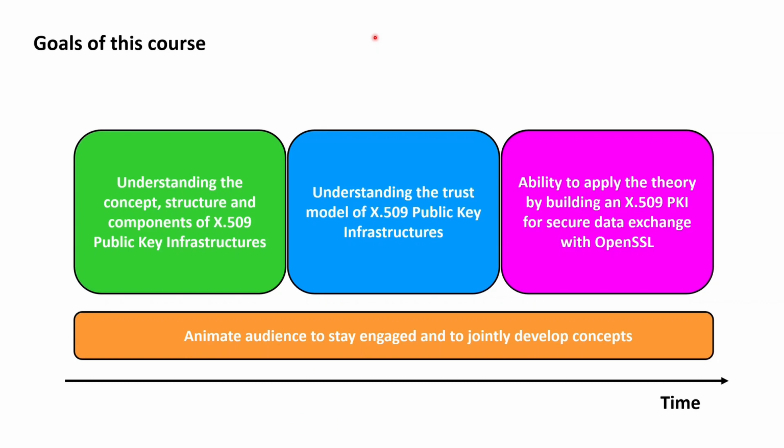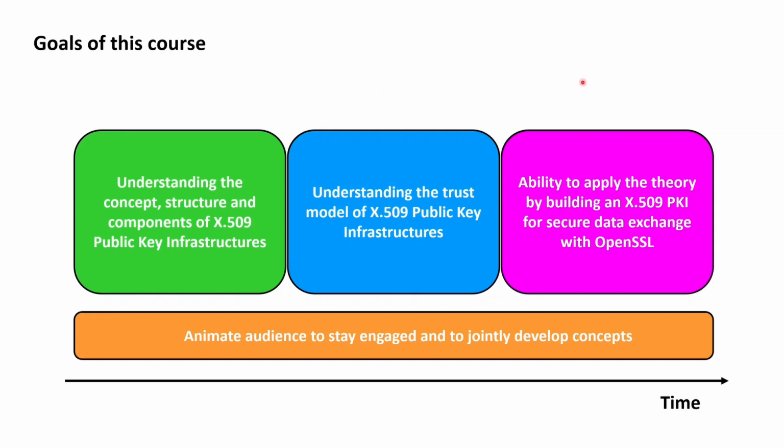What are the goals of this course? Goal number 1 of this course is that once you complete this course, you should have a solid theoretical understanding of the concept, architecture, and components of X.509 Public-Key Infrastructures. As I just mentioned before, trust is a key concept of X.509 PKIs, so goal number 2 of this course is that once you complete this course, you should have a good understanding of the trust model underlying X.509 PKIs.